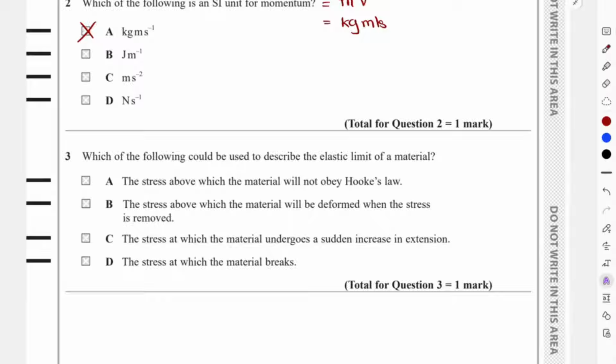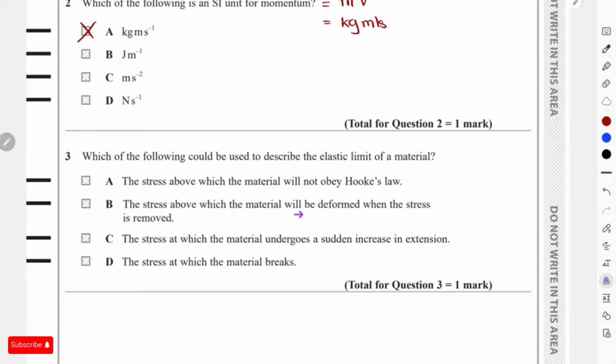And limit of proportionality is actually indicating that beyond this point, the object will start to deform permanently. Now over here, the first one says that the stress above which the material will not obey Hooke's law. This one actually indicates that not obeying Hooke's law means that beyond this point the object will deform plastically, which is basically the definition for your limit of proportionality, right? Not for elastic limit. So obviously this is not the correct answer.